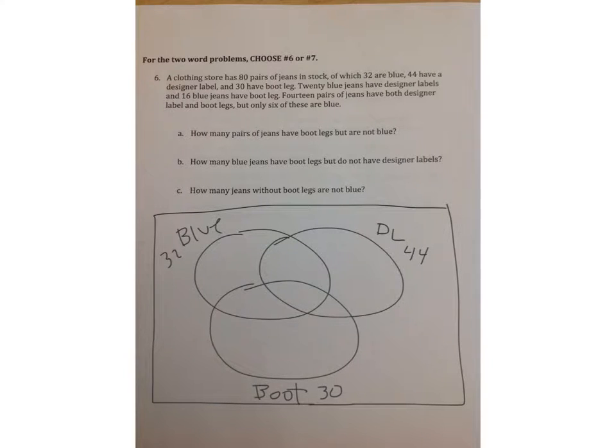Here's the example of the clothing store and the jeans. So you can pause the recording and go ahead and set up your paper to look like mine with your 3 circles. You can put your blue jeans at 32 in the upper left, your designer label has 44, and down below the bootleg has 30. And we'll go ahead and start the problem.